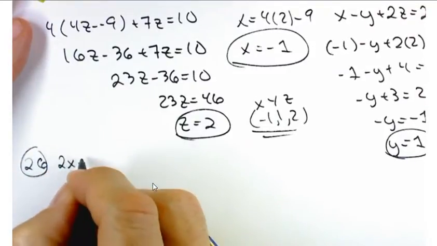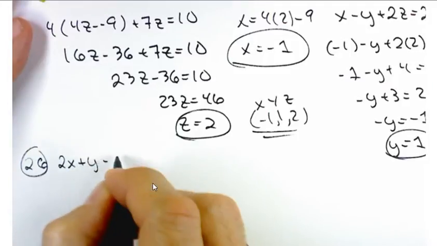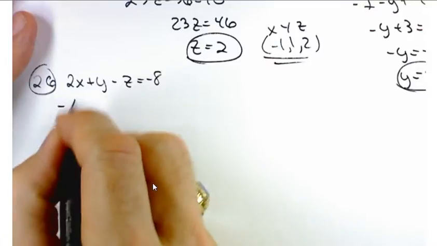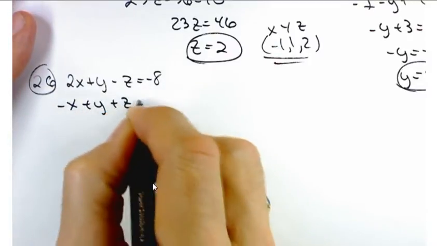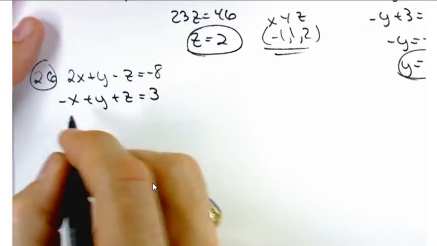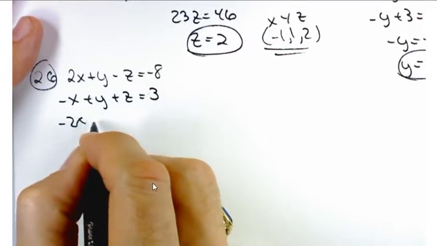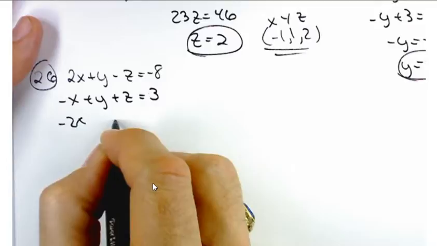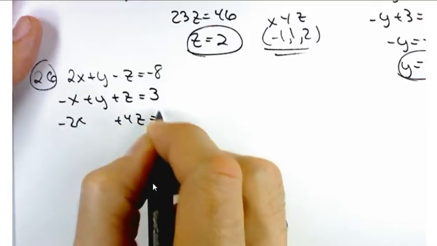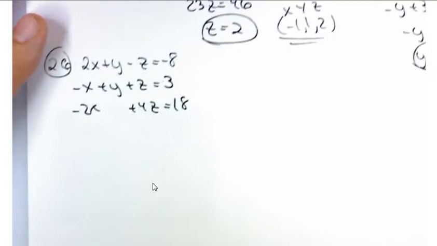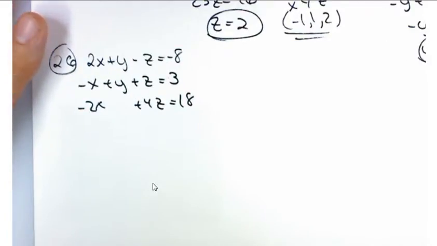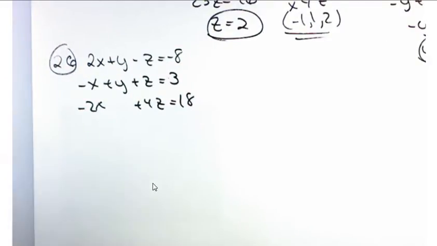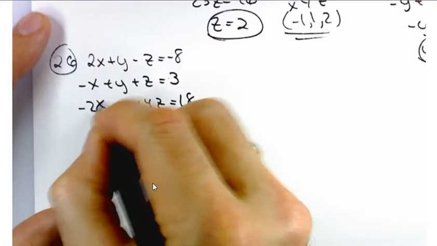2x plus y minus z equals negative 8. Negative x plus y plus z equals 3. And negative 2x plus 4z equals 18. Now this one's actually kind of nice. Can anyone figure out what's nice about this?